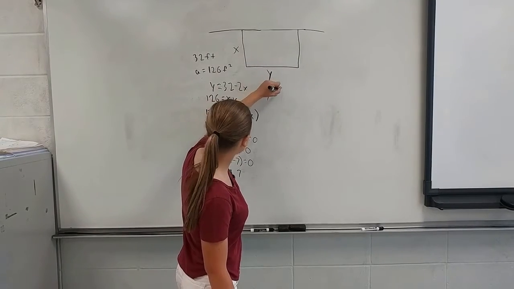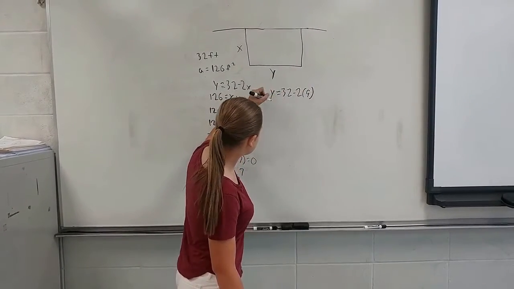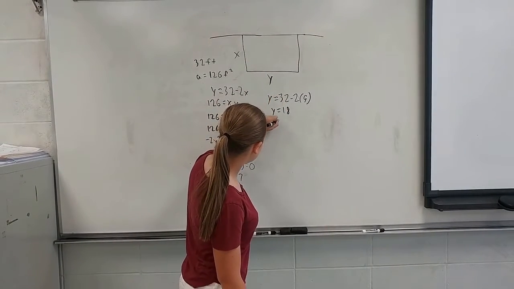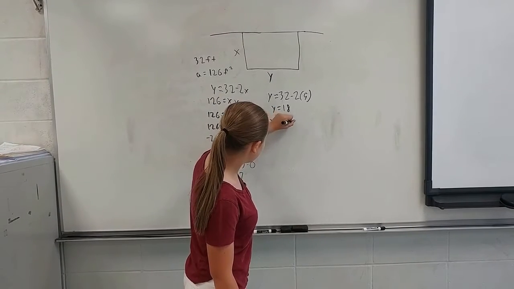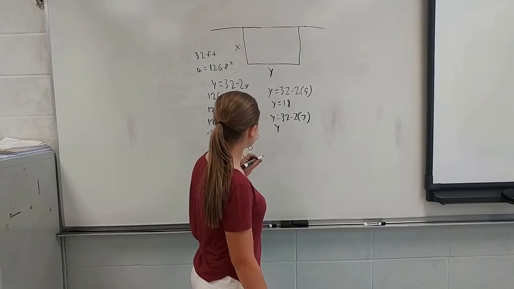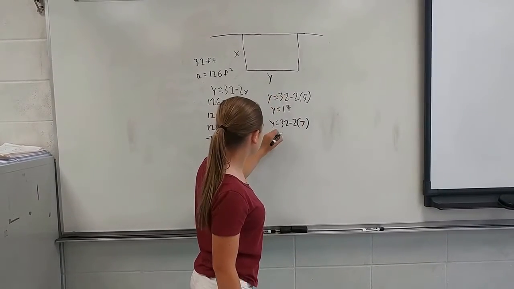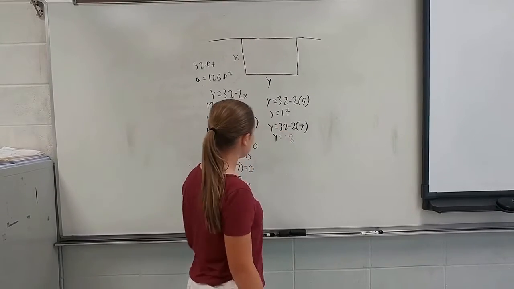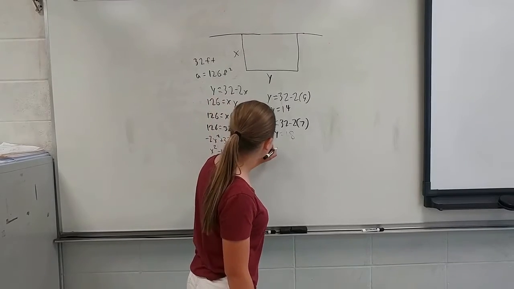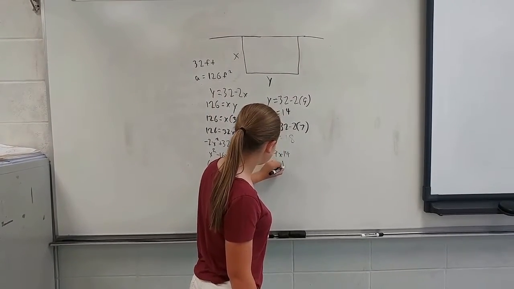So y will equal 32 minus 2 times 9, which is equal to 14, or y is equal to 32 minus 2 times 7, which is equal to 18. So you know that the dimensions of your garden can either be 9 by 14 or 7 by 18.